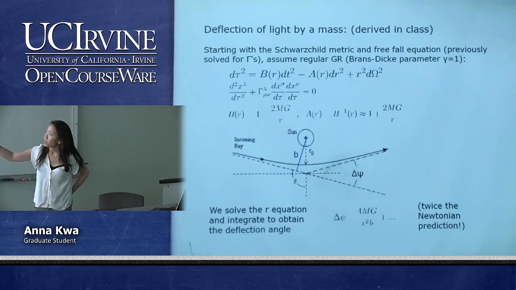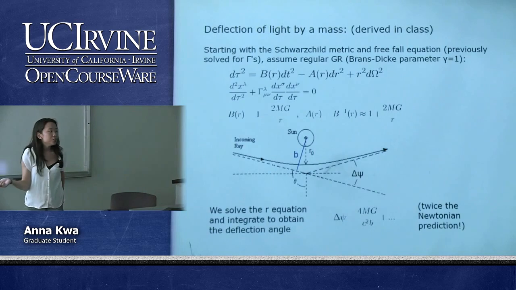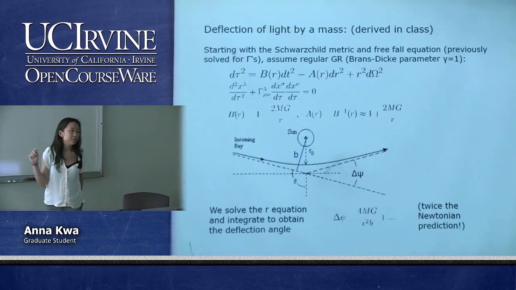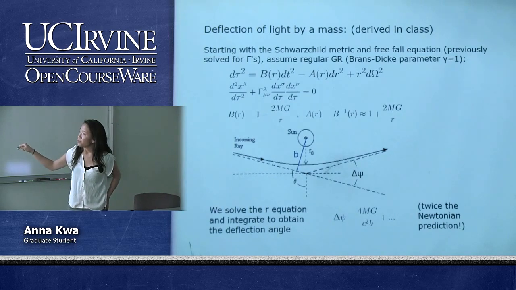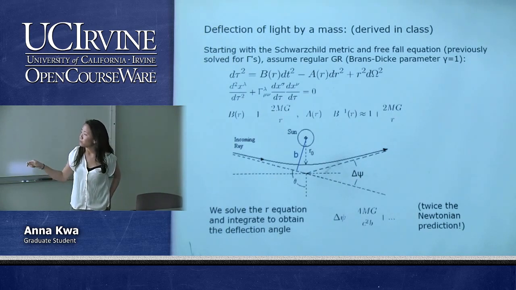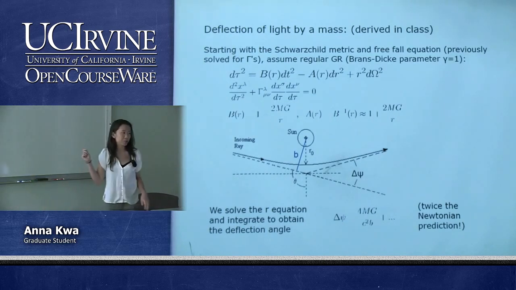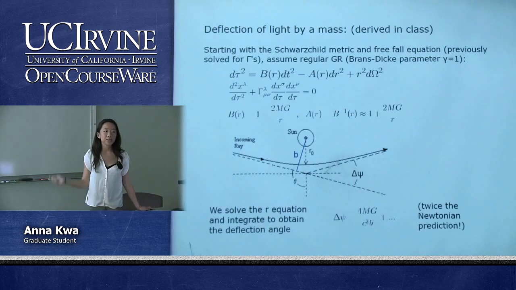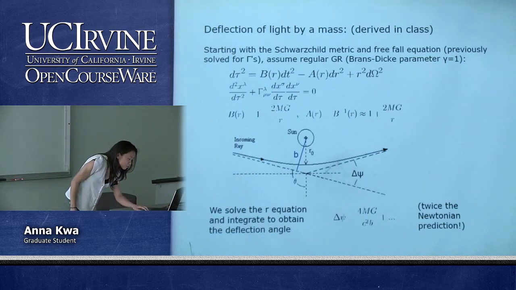So in this diagram, you can solve for the R equation and then make some substitutions so that you have it in terms of dr d phi instead of dr d tau, and then integrate. And that will give you the total deflection angle, which this should say it's 4MG over Ec squared plus higher order terms. And this is actually twice the Newtonian prediction. Okay, so remember that result.